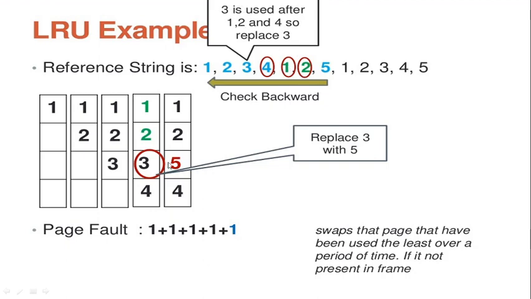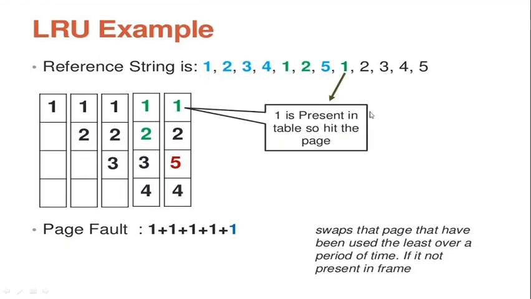This particular 3 is used after 2, 1, and 4, right? After 2, 1, and 4, so replace 3 with 5. That is the case. That is our algorithm.